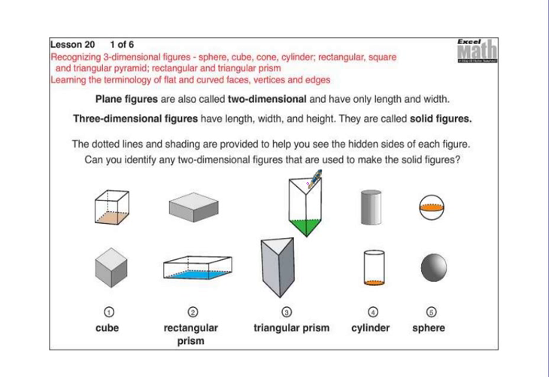So we've got a lot of geometry in this lesson, and you're going to have to kind of picture these shapes that you see down here below as being three-dimensional shapes, and I'm going to explain to you what that means right now. Let's take a look at the lesson.